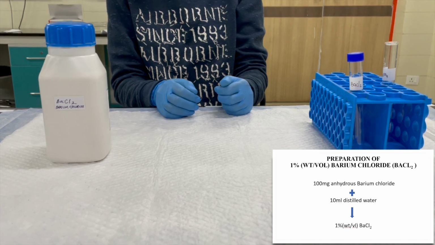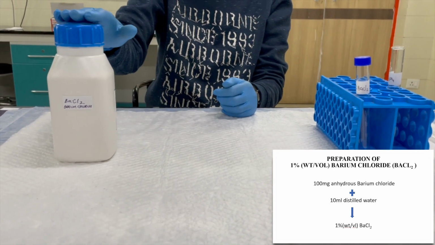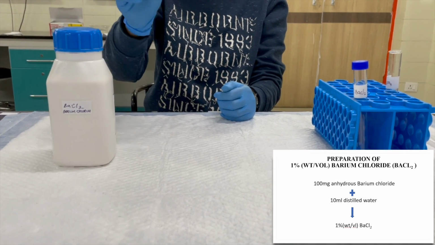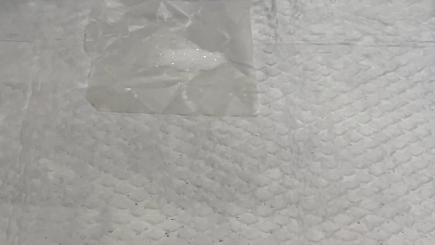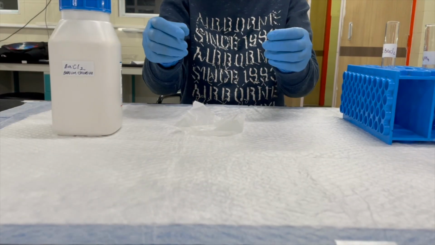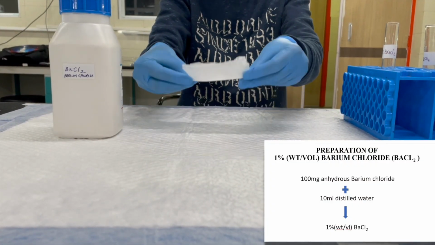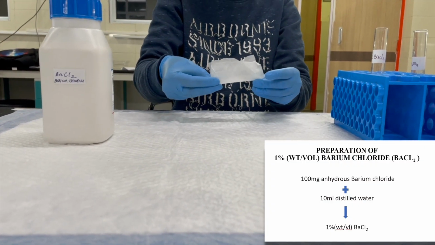So for the preparation of the second chemical reagent, which is barium chloride, according to the calculation given on your screen, we require 100 mg of barium chloride, which is already measured, and we are pouring this 100 mg of the chemical reagent into the test tube with the label.